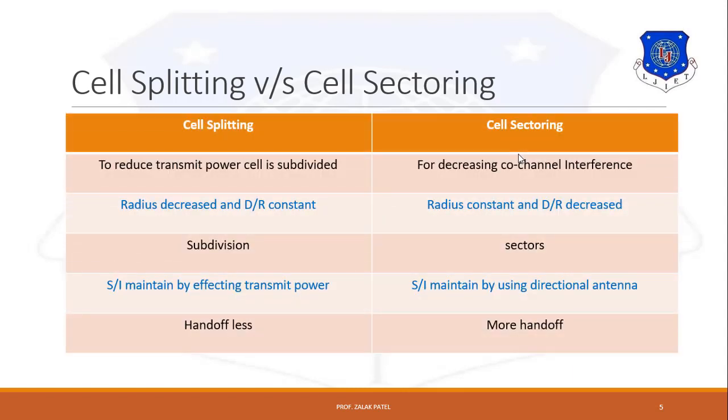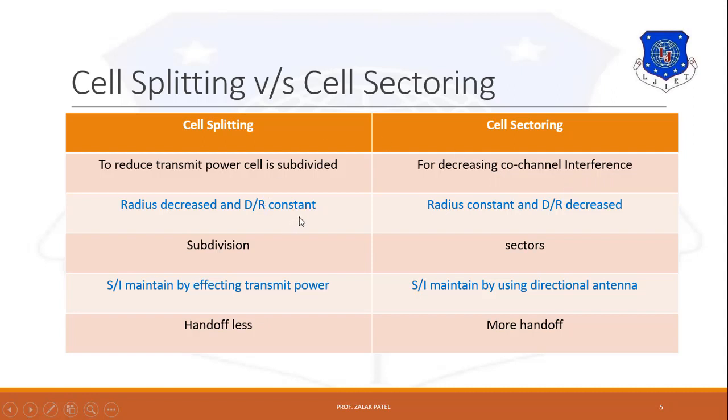In case of cell splitting, it is a method of subdividing the congested cell into a smaller number of cells by reducing the transmitting power, while cell sectoring is a method of decreasing the co-channel interference. Here the main objective is to decrease the co-channel interference by using directional antenna.